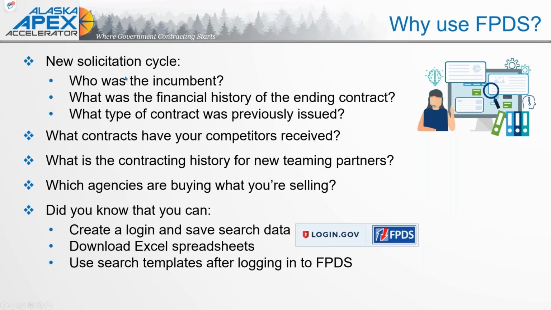And then of course, while we're doing all of this searching, did you know that you can actually create a login and save all your search data? It uses login.gov, so you don't have to create a new login, and you can download Excel spreadsheets. And of course, if you love playing in Excel, create pivot tables, but you can download and save all of that search data, sort it, filter it, do the things that you need after you've done that search in FPDS.